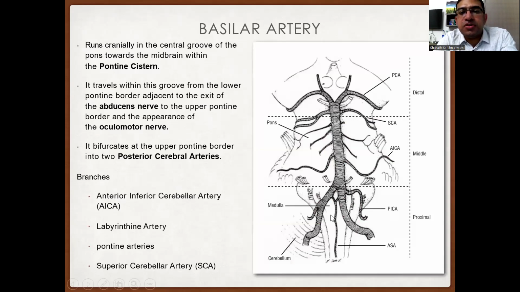Now, as I said before, the two vertebral arteries unite to form the basilar artery. Now, where is this located? This basilar artery goes in the central groove of the pons, and it is placed within the pontine cistern. At the upper border of the pons, it bifurcates into the posterior cerebral arteries. And it also gives rise to the anterior inferior cerebellar artery and the superior cerebellar artery.